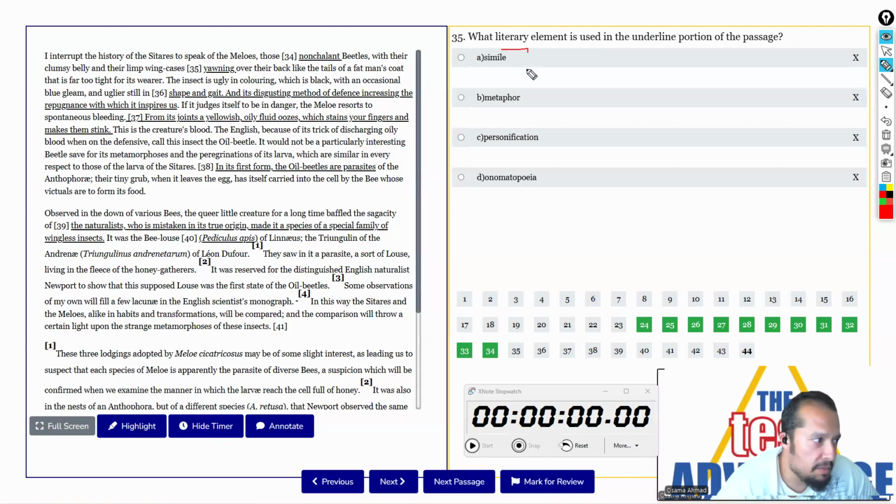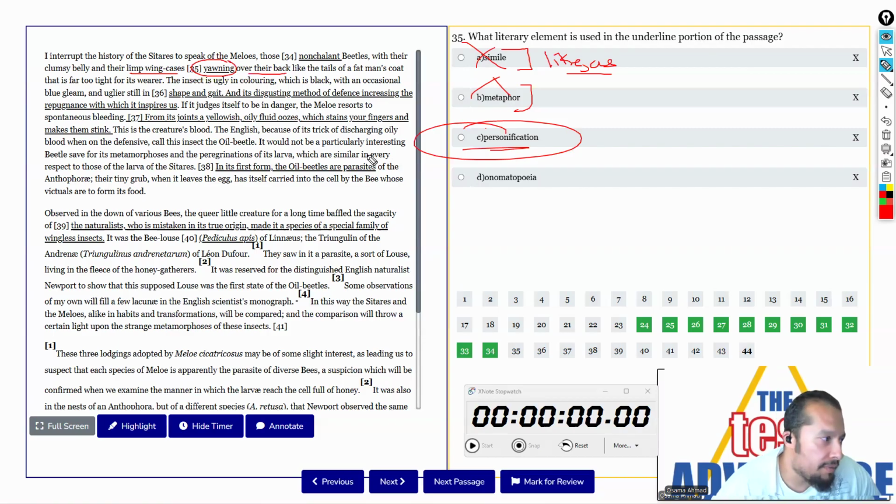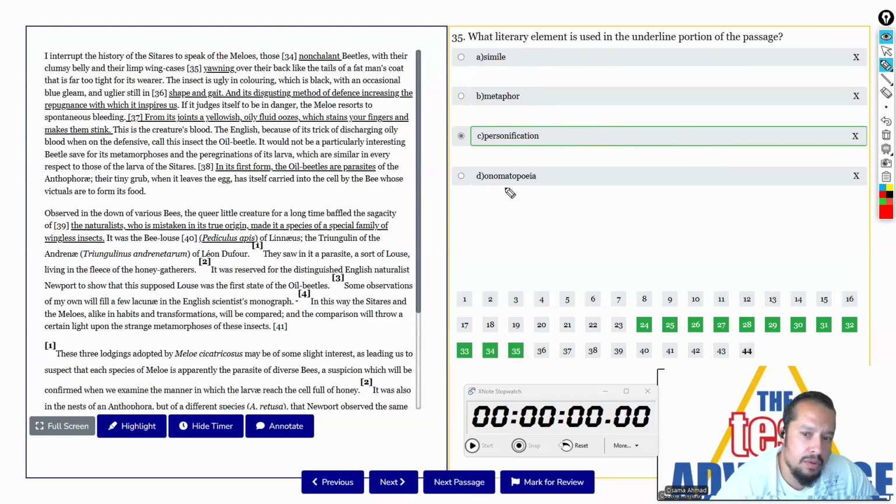So this is something that you guys should know. A simile uses like or as. A metaphor compares, and we're not comparing anything here. We're saying that the limp wing case is yawning over their back. Yawning means that's a yawn, so we're saying this animal does something like human beings. So it's personification, when you give human traits to non-humans. That's it. Onomatopoeia is a sound: pop, boom, thwack, zing. All right, let's move on.